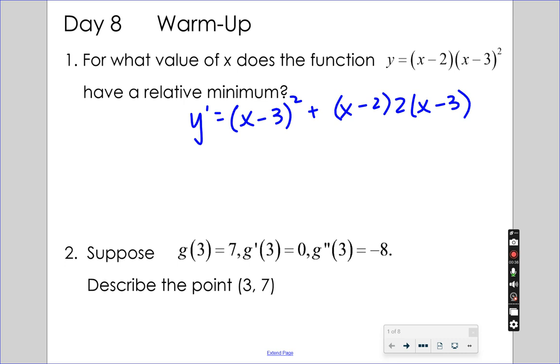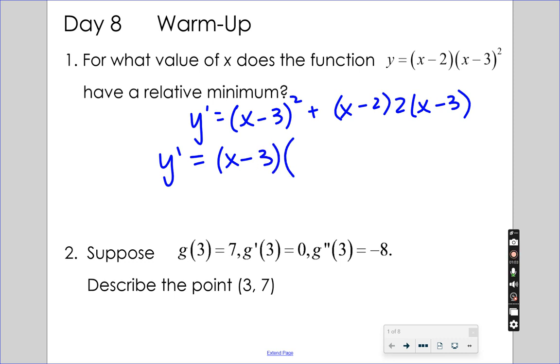Now to find critical values, we set this equal to 0 or find where it's undefined. If I set this equal to 0, I would need to multiply all this back out and refactor it so I can find the critical values. But there's actually something else we could do that might be a little bit faster. Notice we have an x minus 3 in both of these terms. Let's factor out an x minus 3.